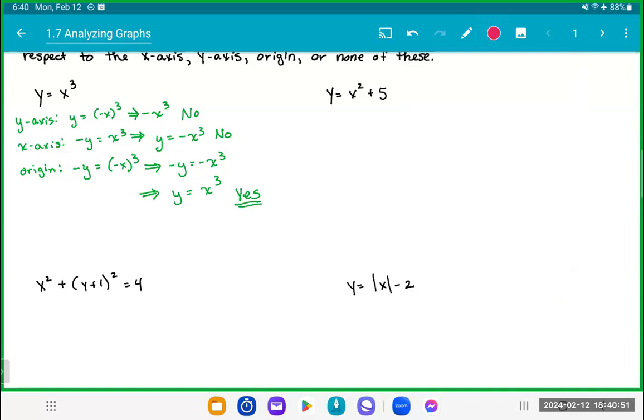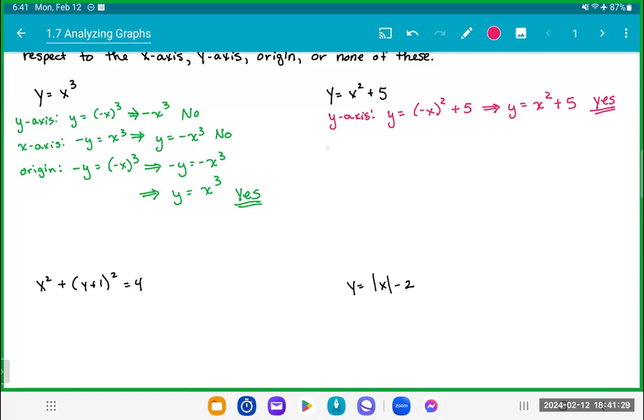Okay, let's look at y equals x squared plus 5. If we're looking at our y-axis, that is going to be y equals negative x squared plus 5. When I simplify this, I get y equals x squared plus 5. That is my original equation. So yes, there is symmetry with respect to the y-axis.